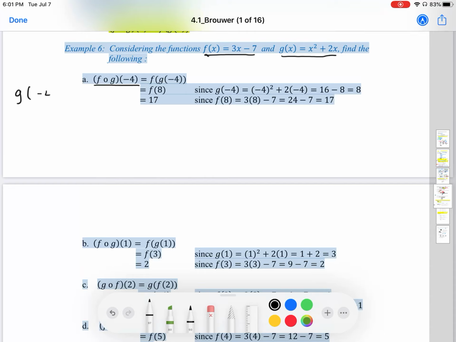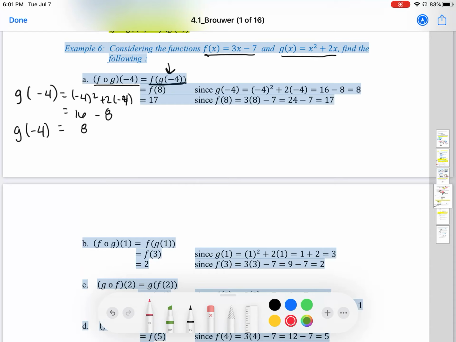G of negative 4. Because we see here, this is what it defines that. We work from the inside first. So g of negative 4 gives you negative 4 squared plus 2 times negative 4. That was a 4. So we get 16 minus 8, which gives us 8. So g of negative 4 equals 8.